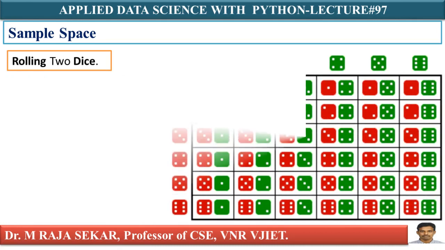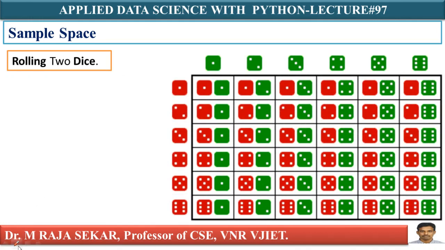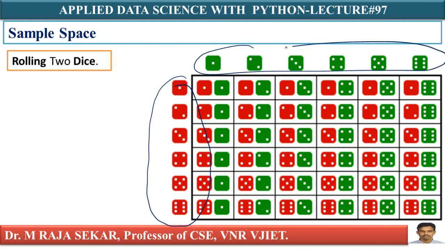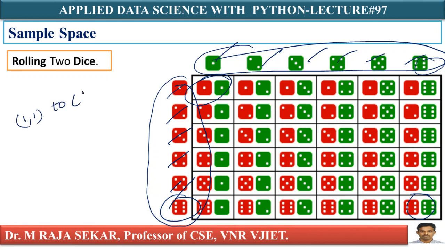Rolling 2 dice. If you roll 2 dice, what happens? Let me consider like this. This is the first die. This is the second die. How many faces? 6 faces: 1, 2, 3, 4, 5, 6. Here also I have 1, 2, 3, 4, 5, 6. This is 1, 1 and this is 6, 6. Therefore, it ranges from 1, 1 to 6, 6. How many possibilities? There are 36 possibilities.